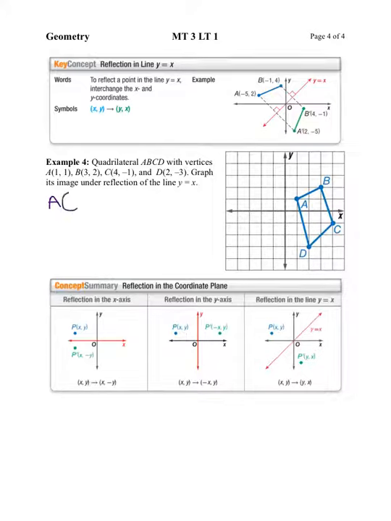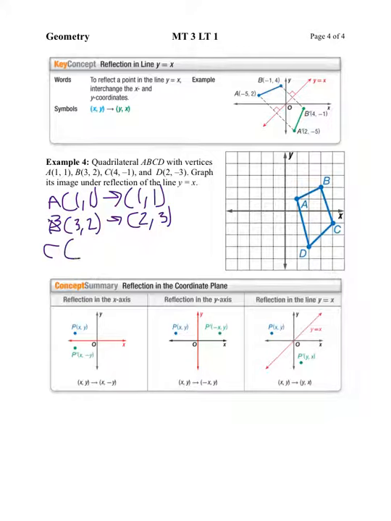So A is at (1, 1). So A prime, you flip them around, it's the same thing because they're exactly the same to begin with. B, which is at (3, 2), becomes (2, 3). C, which is at (4, -1), we don't switch the signs at all in this one, becomes (-1, 4). And D, which was at (2, -3), becomes D prime at (-3, 2).